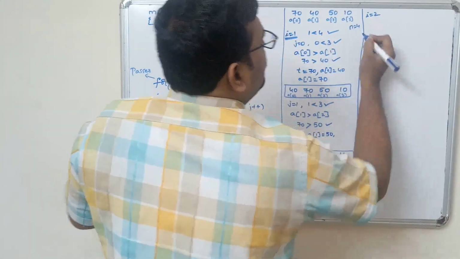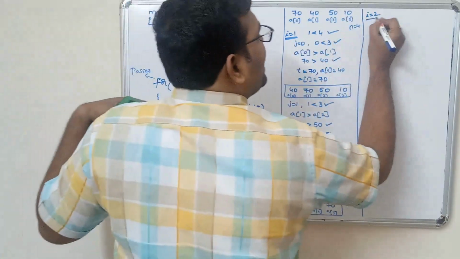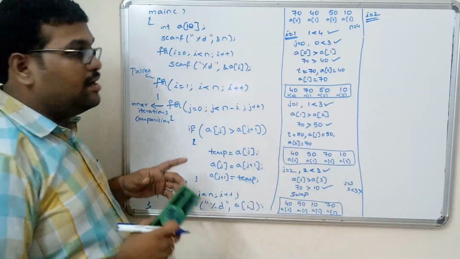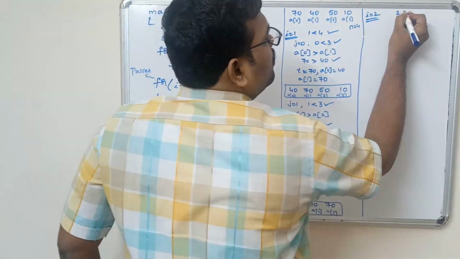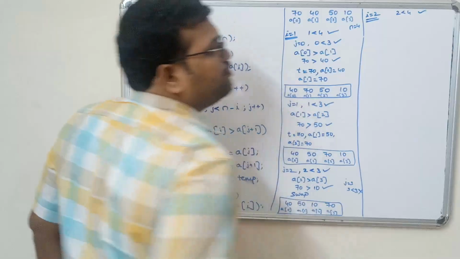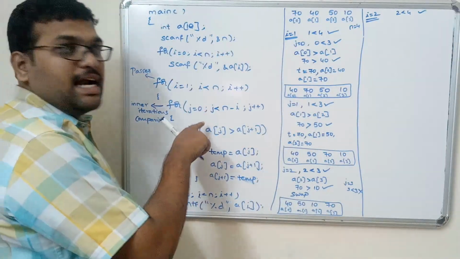Let us take here. So i is equal to 2, second pass, that means this ends the first pass. i is equal to 2, 2 less than 4. So the condition is true, right? So the inner loop will be started.